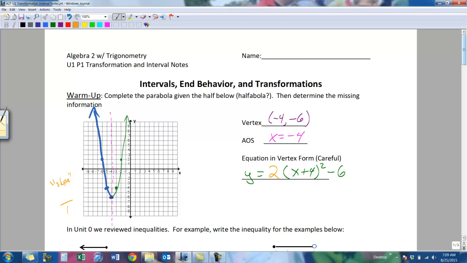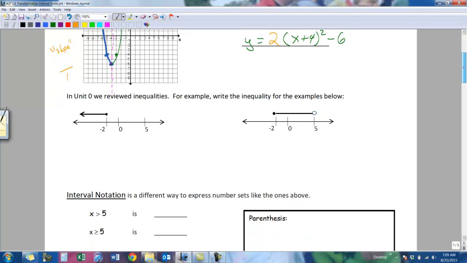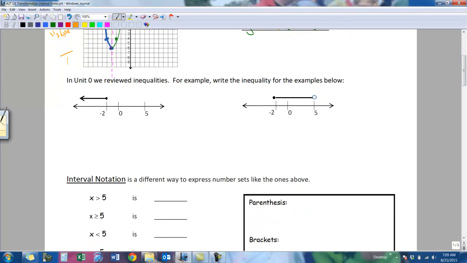All right, so back in the beginning of the year, or in Algebra 1 at least, we talked about writing an inequality for these. For example, this one would be x is less than or equal to -2. This one here is an interval. It goes between -2 all the way up to 5. And since it's a dumbbell, this is an and statement, or an interval. So what we can do is write -2, x, and 5.